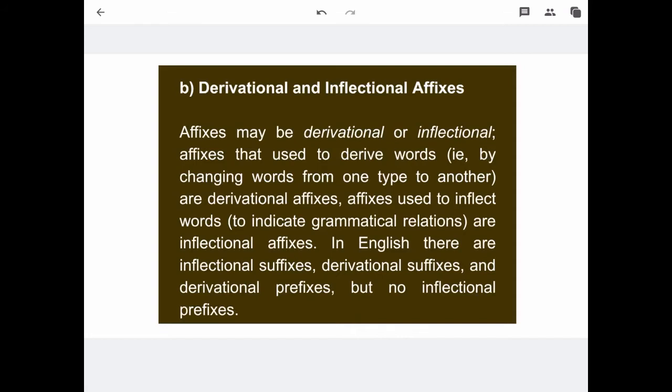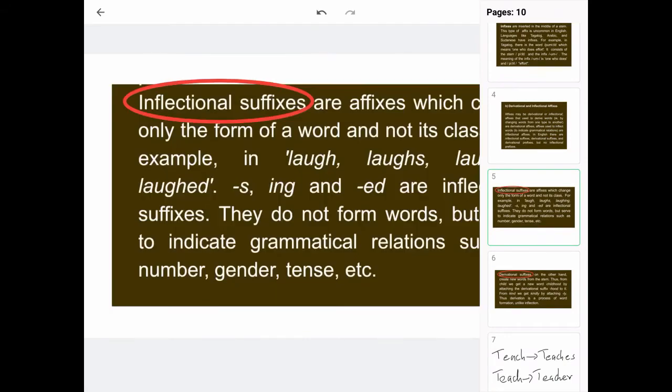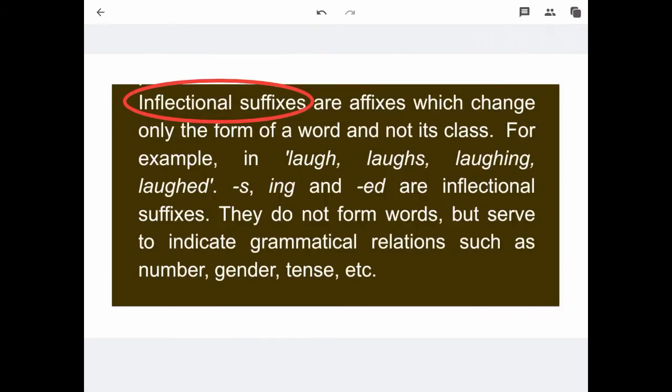And derivational affixes are those which are used to derive new words, and inflectional affixes are those which are used to inflect words, that is to indicate the grammatical relations. We can see more examples on that. So inflectional suffixes are affixes which change only the form of a word and not its class. For example, you can see there laugh, laughs, laughing, laughed. You can see that it's only a change in the form.